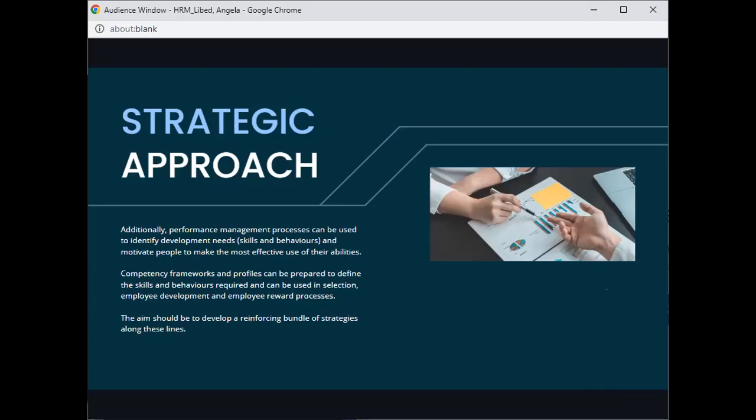Additionally, performance management processes can be used to identify development needs, including the skills and behaviors, and motivate people to make the most effective use of their abilities. Competency frameworks and profiles can be prepared to define the skills and behaviors required and can be used in selection, employee development, and employee reward processes. Then also, the aim should be to develop a reinforcing bundle of strategies along these lines.